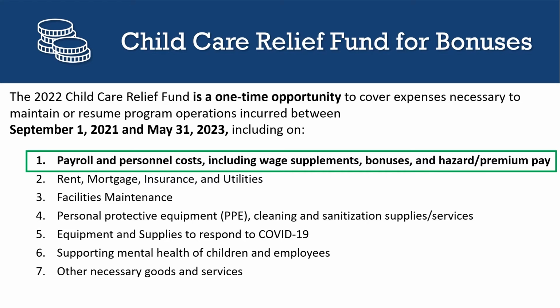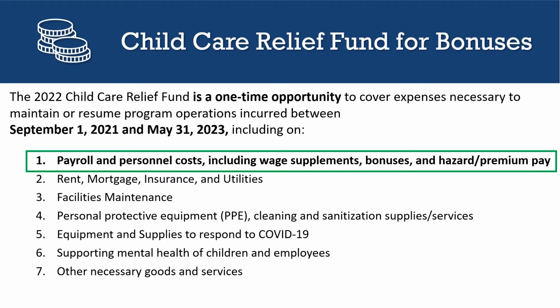If your program received Child Care Relief funding from the Texas Workforce Commission in 2022, you may use your award on expenses that are necessary for maintaining or resuming program operations that are incurred between September 1st, 2021 and May 31st, 2023. There are a variety of eligible expenses, such as rent or mortgage, supplies, and equipment, as well as payroll and personnel costs, including wage supplements and bonuses.